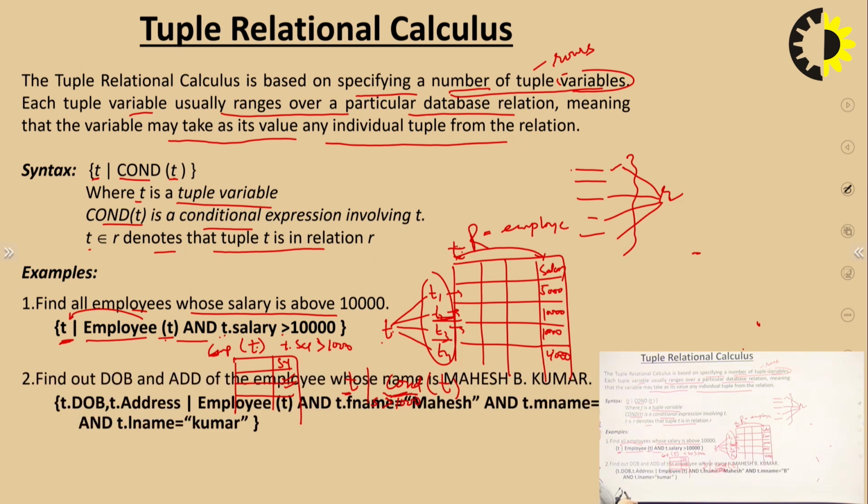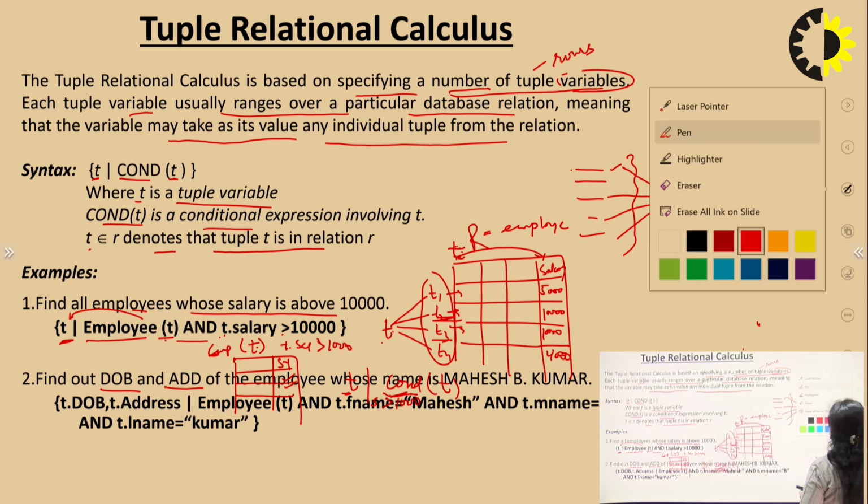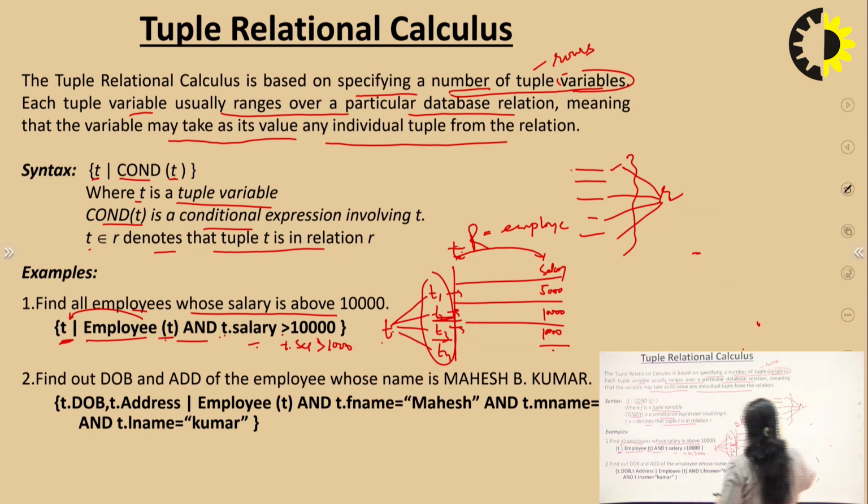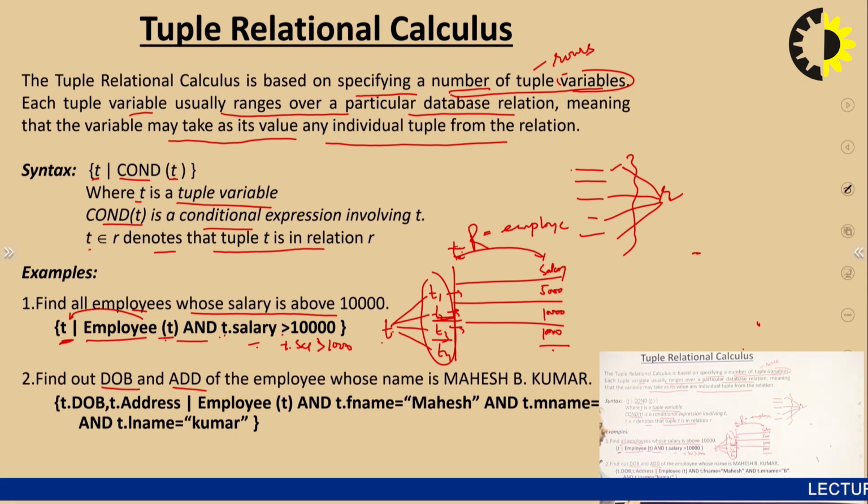Okay. Now you can see the second one. Find out the date of birth and address of the employee whose name is Mahesh B. Kumar. So you all have to add the... I am taking the eraser here. So you want to fetch the date of birth and address of the employee. So what we are doing first, we are naming the table employee attribute.